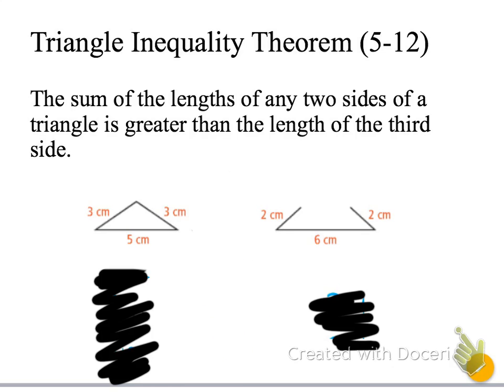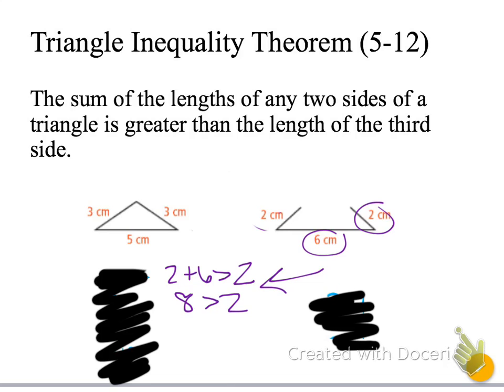So if we look at this other one here, let's say we pick this and this one, so 2 plus 6 should be greater than the one I have left, so 2. 2 plus 6 is 8. 8 is greater than 2, so that one worked. Now let's try the other 2 and 6, which is the exact same thing, so that one worked. So now let's do our very last one.